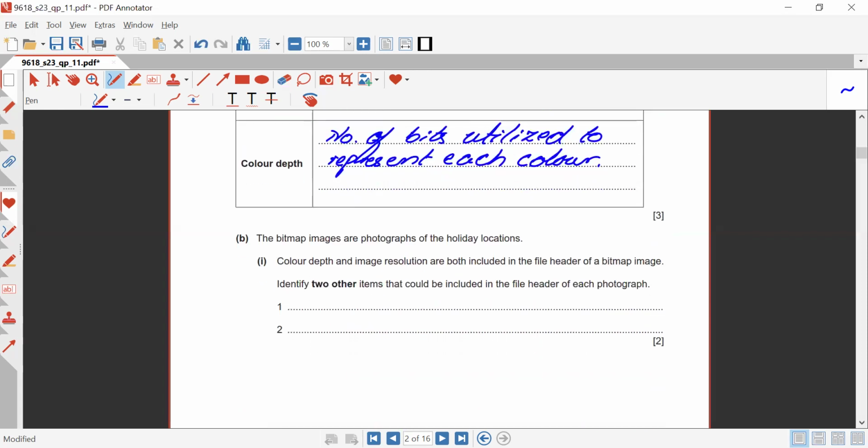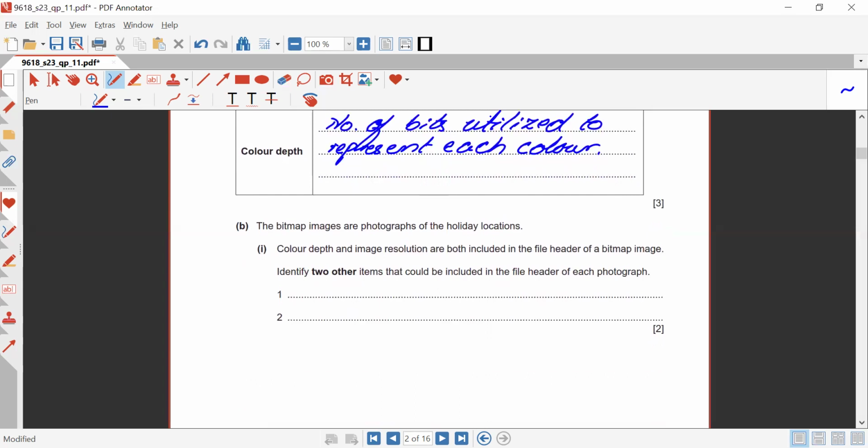Coming towards part B, what does that say? The bitmap images are photographs of the holiday locations. Color depth and image resolutions are both included in the file header of a bitmap image. Identify two other items that could be included in the file header of each photograph.